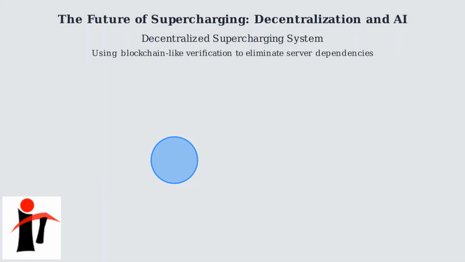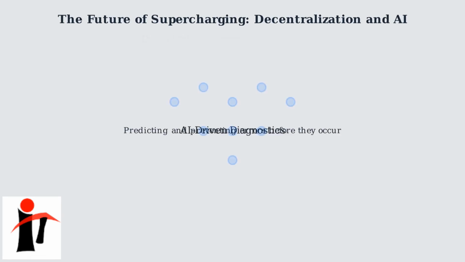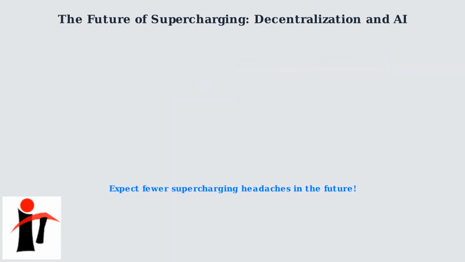Tesla is working towards a decentralized supercharging system using blockchain-like verification to eliminate server dependencies. This should permanently resolve VIN and account issues. AI-driven diagnostics are also becoming more sophisticated, predicting and preventing errors before they occur. Expect fewer supercharging headaches in the future.